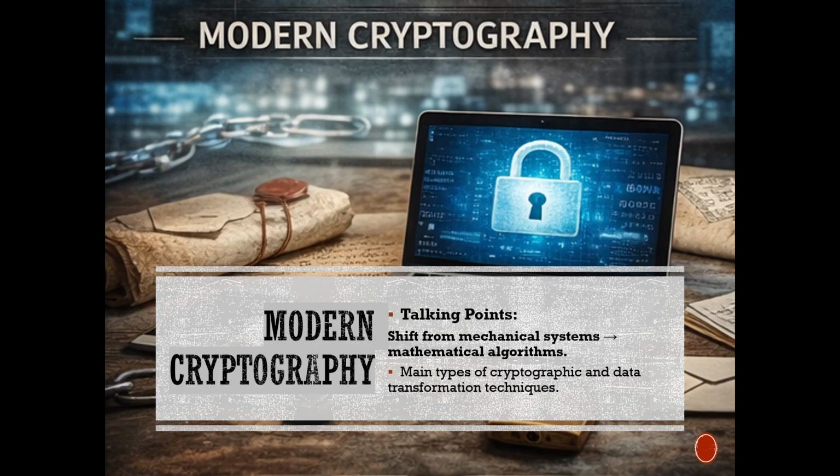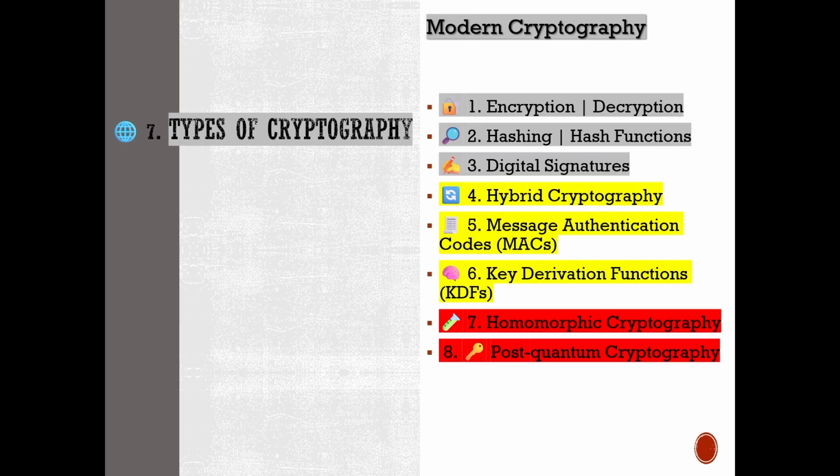Now moving from the ancient ciphers into modern cryptography, we look at the shift from mechanical systems to mathematical algorithms. Now there are main types of cryptography and data transformation techniques.